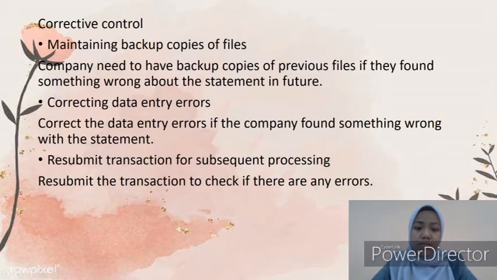For the last point in internal control is corrective control. The first one is maintaining backup copies of files. The company needs to have backup copies of previous files in case they find something wrong about the statement in the future. The second one is correcting data entry errors. Correct the data entry errors if the company finds something wrong with the statement.